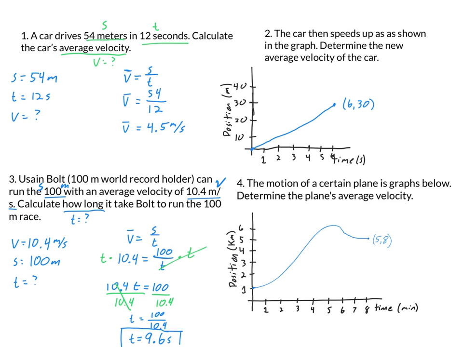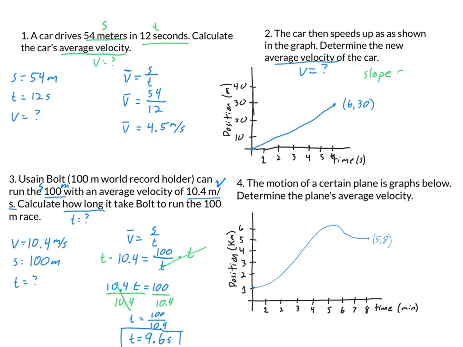All right, let's jump up here to number 2, and we're using the same car from number 1. Not that that really matters. The car then speeds up as shown in the graph, and I have a position time graph. Determine the average velocity of the car. So I'm looking for v equals question mark, and in a position time graph, the slope of the graph is the velocity. So what I need to solve for here is the slope.